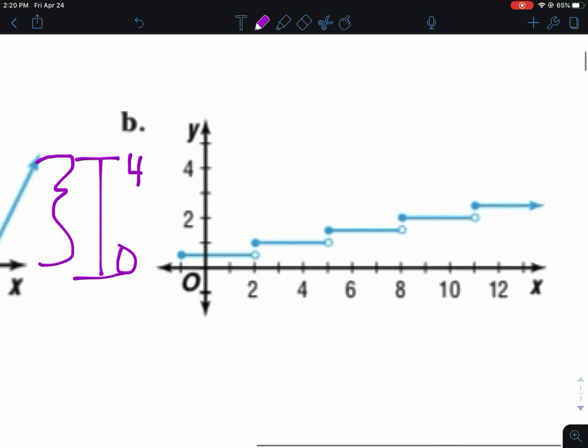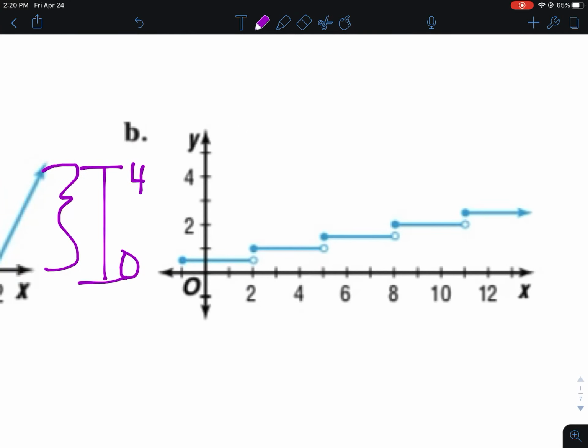Now let's look at B. Okay, so this graph looks like little steps, like the greatest integer function that we graphed. Here, the shape of the graph repeats, right? Line, line, line, line, and you have an open circle on the right, closed circle on the left. But think about, do the function values repeat? Do the y values repeat?